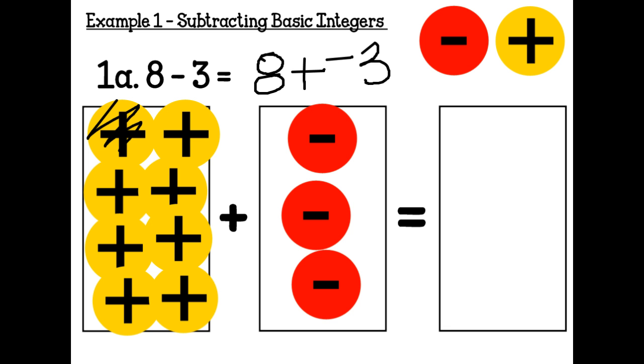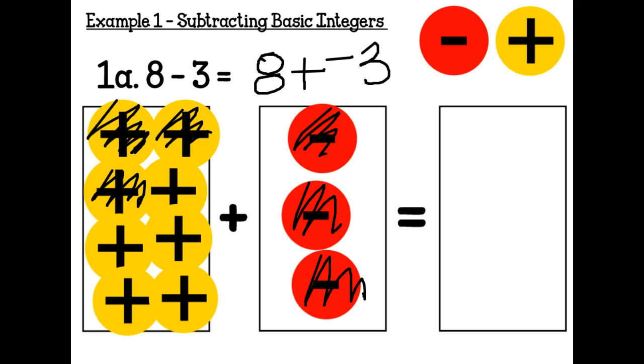So one of the positive and one of the negative cancel out. One of the positive and one of the negative cancel out. One of the positive and one of the negative cancel out. And you're left with positive 5.